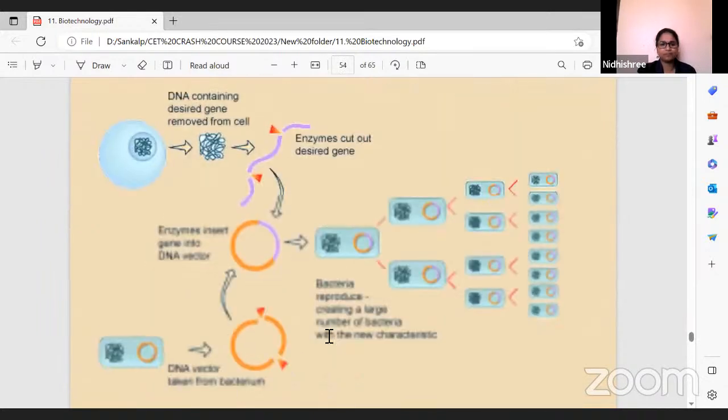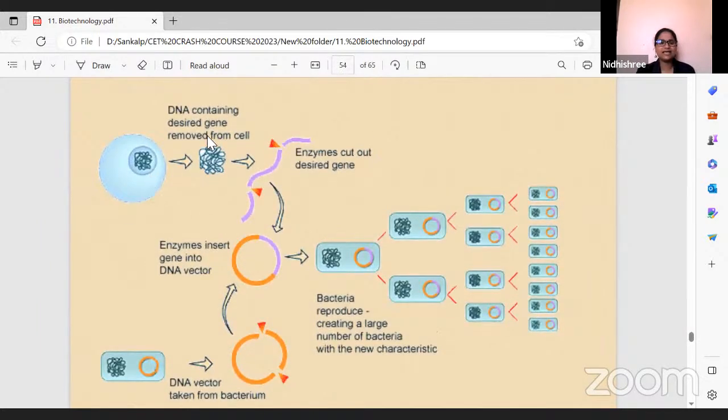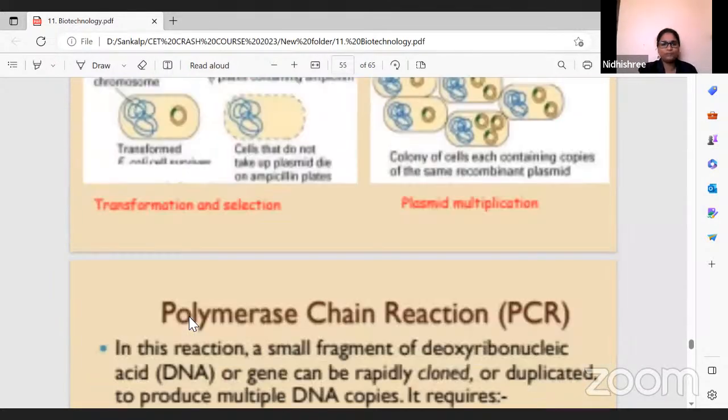Next. See, DNA containing the desired gene will be removed from the cell. Then enzymes cut out the desired gene. Then the fragments of DNA will be inserted in the plasmid. Then the plasmid is inserted into the bacteria where multiplication occurs. Bacteria reproduce, creating a large number of bacteria with new characteristics. Again, the plasmid is derived, then we will get the gene of interest. This is rDNA technology.